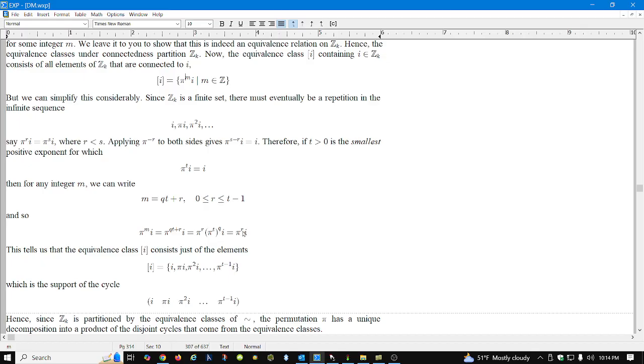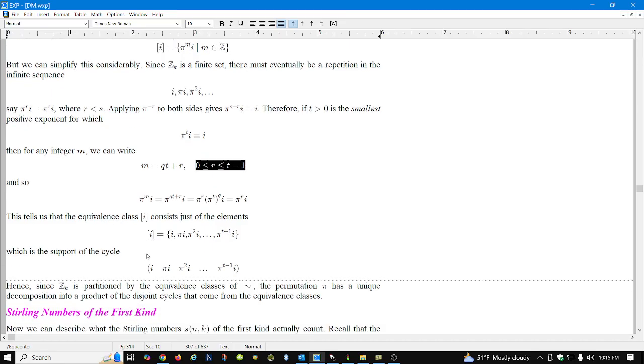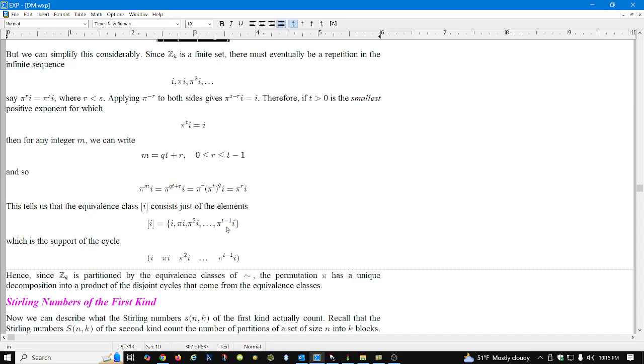So R is in this range, and that tells us that the equivalence class containing I is just the elements I, pi I, up to pi to the t minus 1 I. That's a big improvement over, well, over this. Okay. What is this set, this equivalence class? It's the support of this cycle.